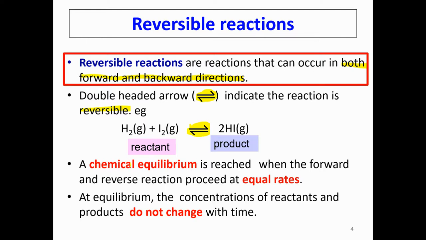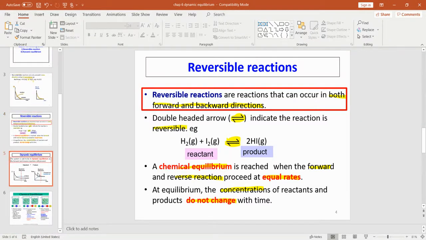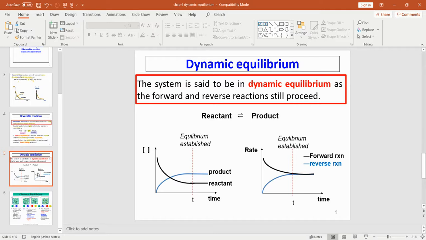A chemical equilibrium is reached when the forward and reverse reactions proceed at equal rates. At equilibrium, the concentrations of reactants and product do not change with time. Now what does this mean? Let us look at the graph. The system is said to be at dynamic equilibrium as the forward and reverse reactions still proceed.